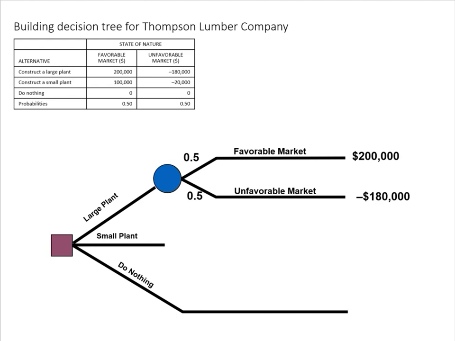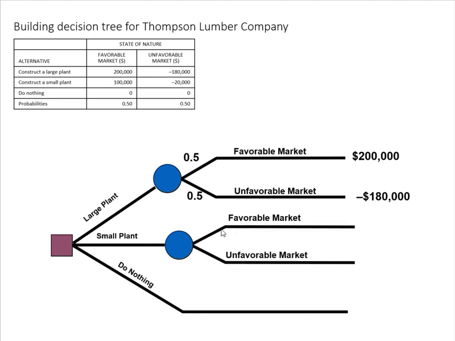Now I'm going back to look at this branch. Similarly, if the company chooses to build a small plant, the next event is to realize whether the market is favorable or not. This is an uncertainty, so I'm going to draw a circle here. This circle has two possible outcomes, so I'm going to draw two branches out of it. One for favorable outcome, one for unfavorable outcome. This is an uncertainty, so don't forget to mark the probabilities for each possible outcome.